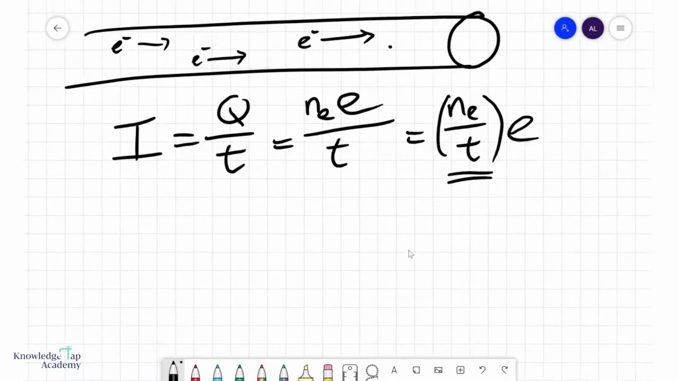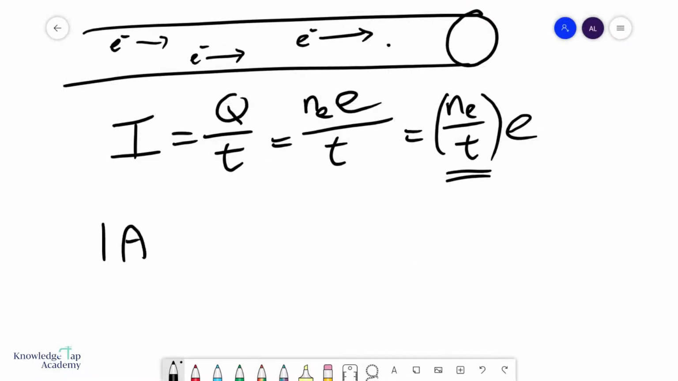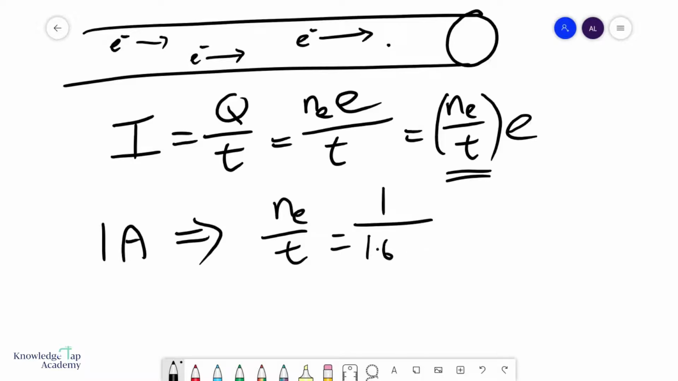And so, for example, a current of 1 ampere, okay, I can figure out how many electrons flow past a point per unit time, okay, simply by saying Ne over T is 1 ampere over e, which is this, and you get quite a large number actually, 6.25 times 10 to the 18, which is quite a lot of electrons if you think about it.